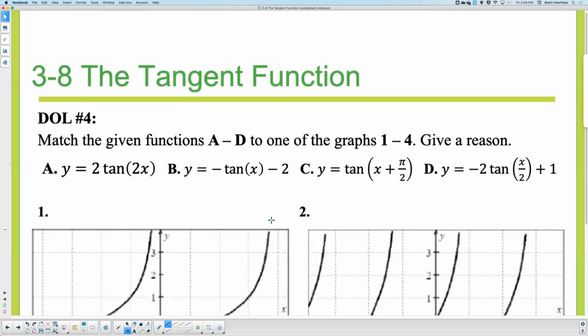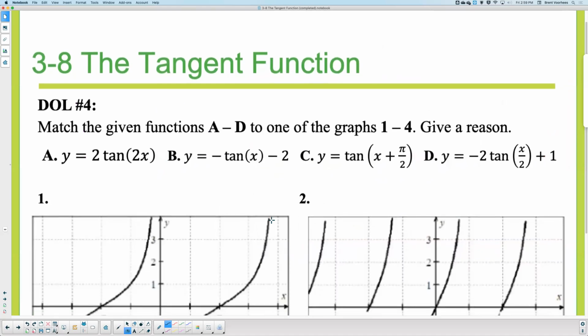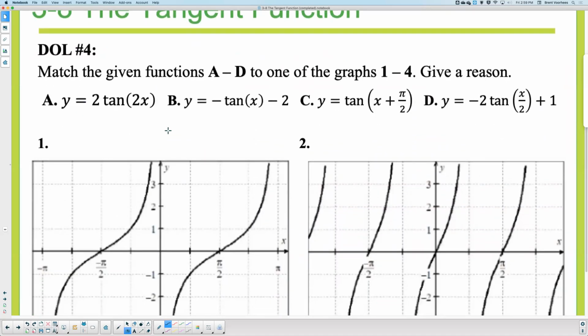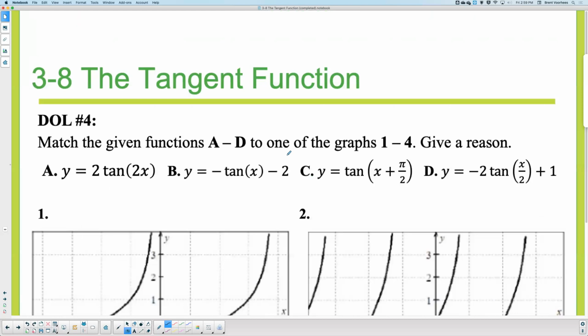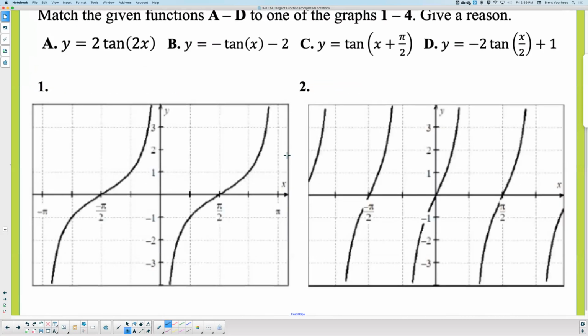Now that we've done that, it comes to DOL number 4. All you have to do here is match up the graphs. I've given you 4 equations, A, B, C, and D, and I want you to look at these 4 graphs and try to match them up. One equation per graph. DOL number 4.